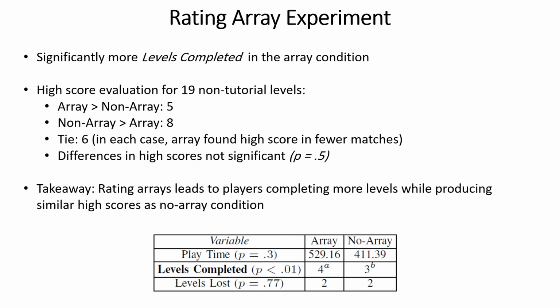We found that players in the array condition completed significantly more levels than those in the non-array condition. For our high score evaluation, we did find that the non-array condition produced higher scores for 8 of the 19 levels, but these differences in high scores between the two conditions were not found to be significant. The takeaway here is that the rating arrays can lead players to complete more levels while producing similar high scores as the no array condition.